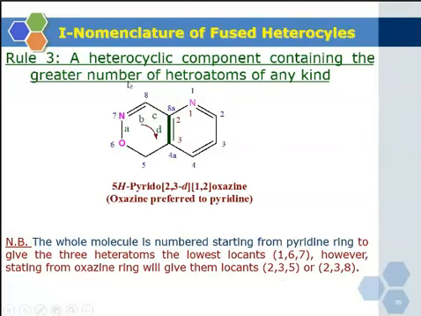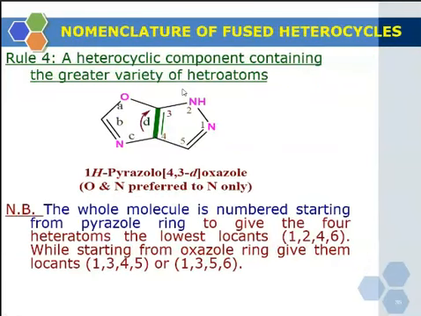Or else, if we start the numbering from this top end, we will get numbering like 1, 2, 3, 4, 5, 6, 7, 8. The numbers 2, 3, 8. Where we can see minimum possible number for the 3 heteroatoms. Here we can see the minimum possible number is given to the 3 heteroatoms if we do the numbering like this. Hence, this is the most correct method of numbering of this entire fused ring structure.